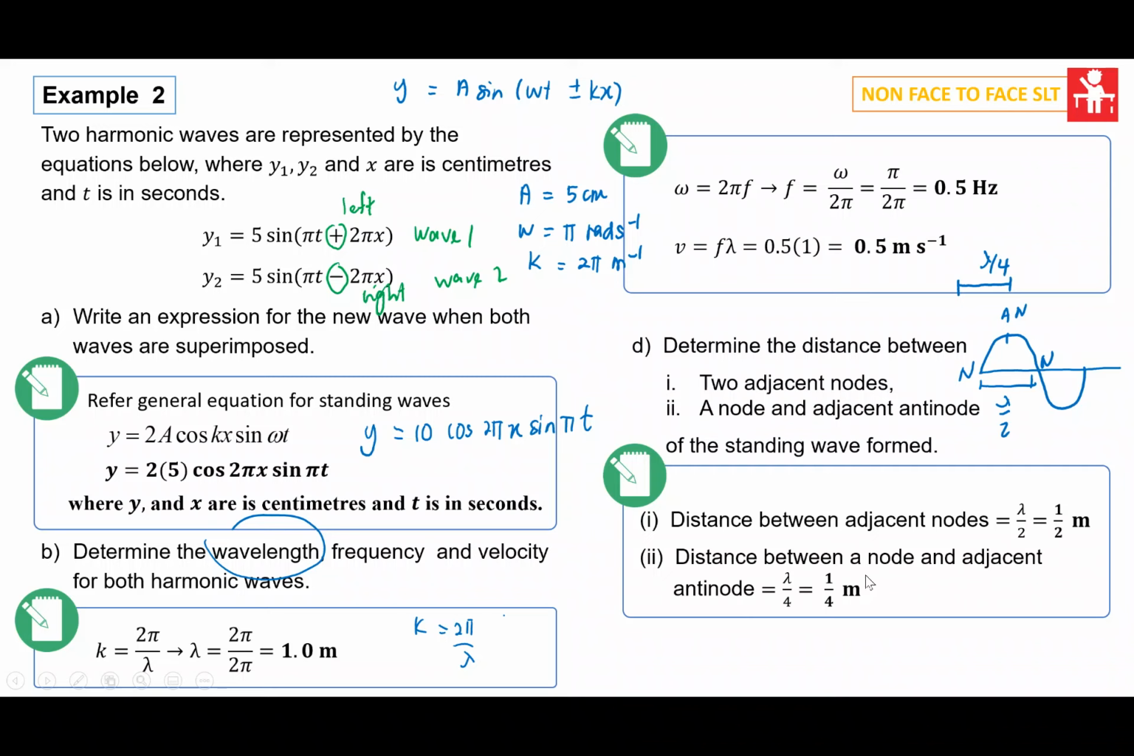Okay, the distance between a node and the adjacent antinode: you have to know the distance from a node to the next antinode is lambda per 4, and you know lambda is 1. So you will get 1/4 meter, or 0.25 meter. The distances between two adjacent nodes and between a node and an adjacent antinode are things you have to remember. Okay, no choice. So that's all for this video and thank you very much.